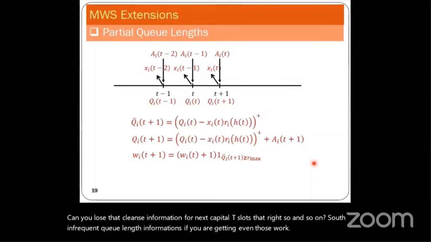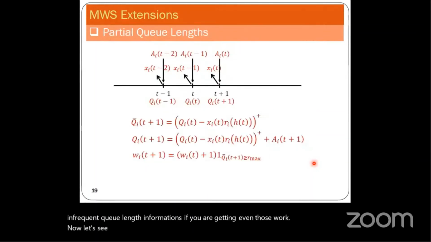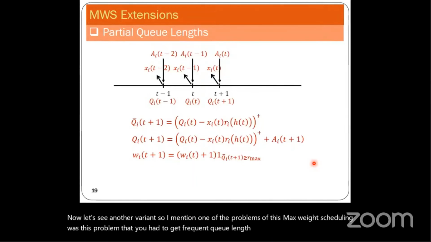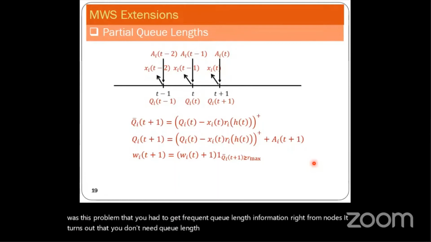Now let's see another variant. I mentioned one of the problems of this max wait scheduling was that you had to get frequent queue length information from nodes. It turns out that you don't need queue length information at all. You can do something clever. So here is what I mean.